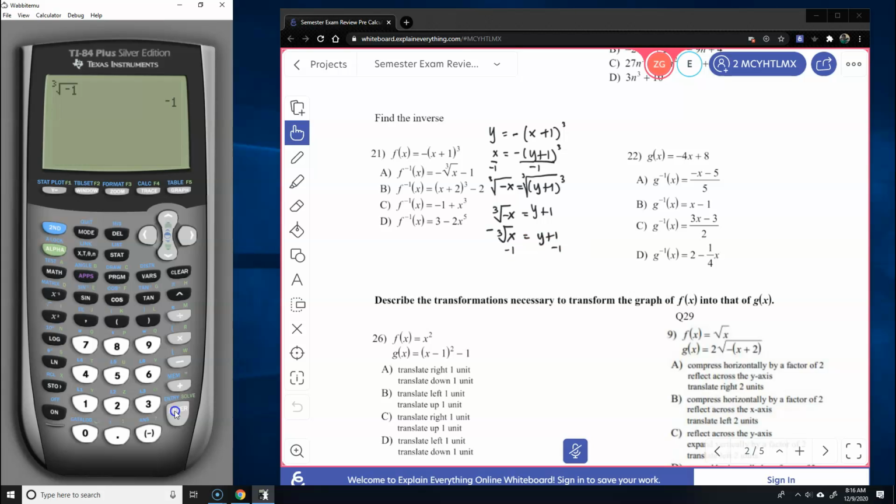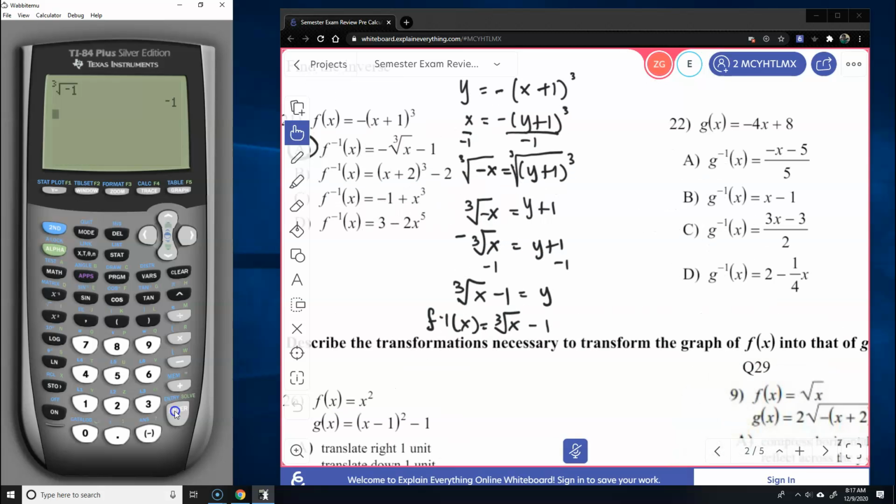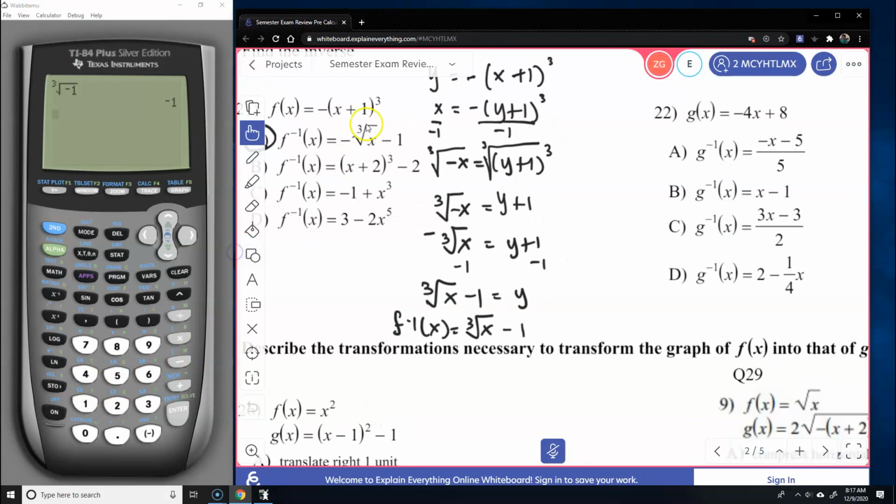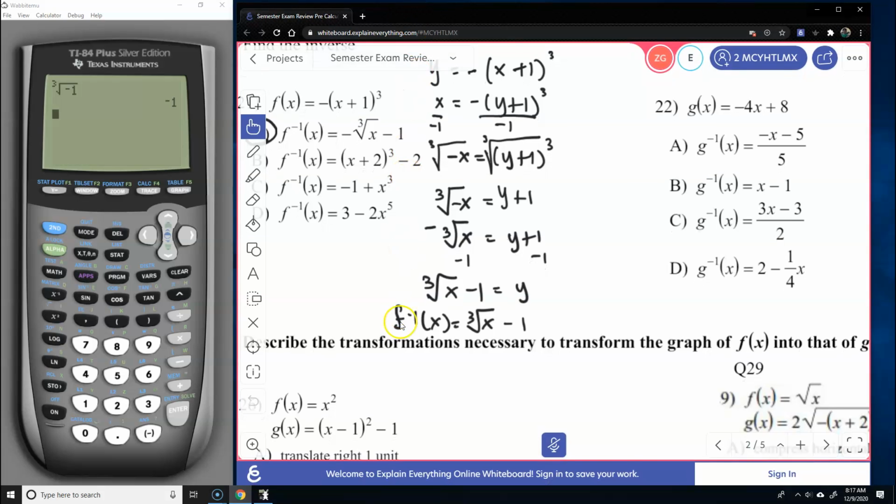Subtract 1 from both sides. So you have the cube root of x, minus 1, is equal to y. Remember, you can't subtract what's in the radical and 1. And since we're talking about the inverse function, it's going to be the cube root of x minus 1. So your answer is A. Okay. And I'll leave my calculator there since we're going to be doing transformations in a little bit here.